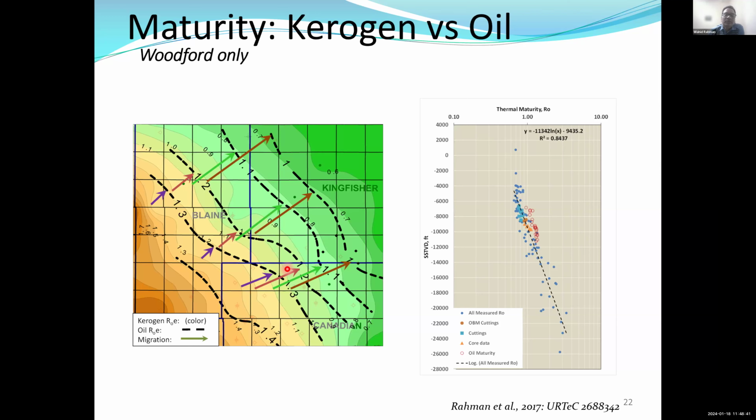You can see those red circles are completely, you know, what is happening. Red circles are basically very far away from the trend line. That means you have a significant difference. Oil maturity is higher than the rock maturity. That's also another indication that most of these oils in different reservoirs are migrated, whether it is a few miles or tens of miles.